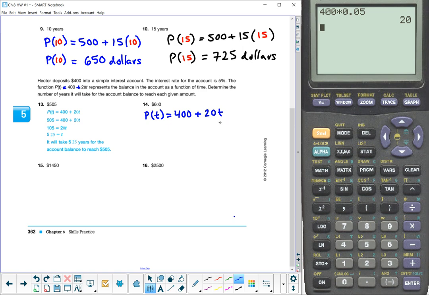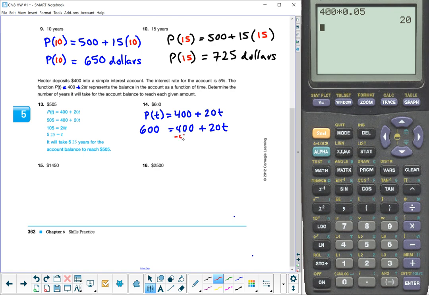So we're not putting 600 in the t. We're not doing the 600 in the t's. We're actually saying we want to find the t's. So we want to find out how long it would take to get to 600. So you're going to let your P of t equal 600, and you're going to solve for t.